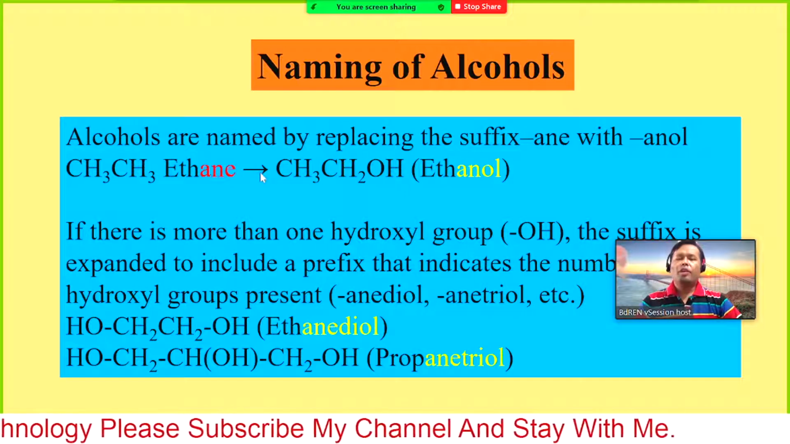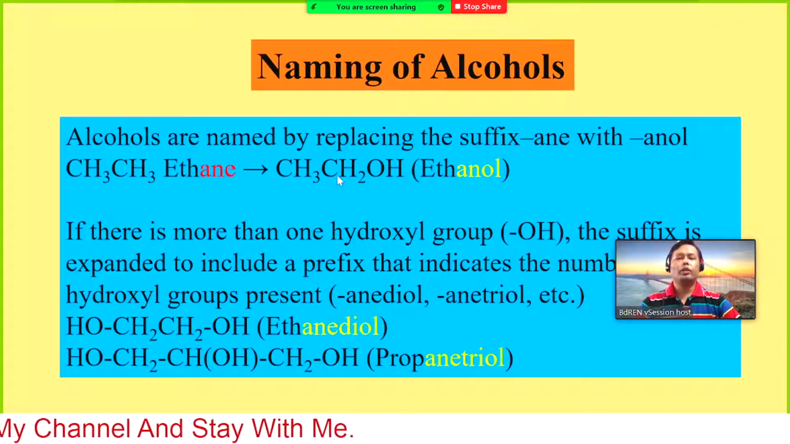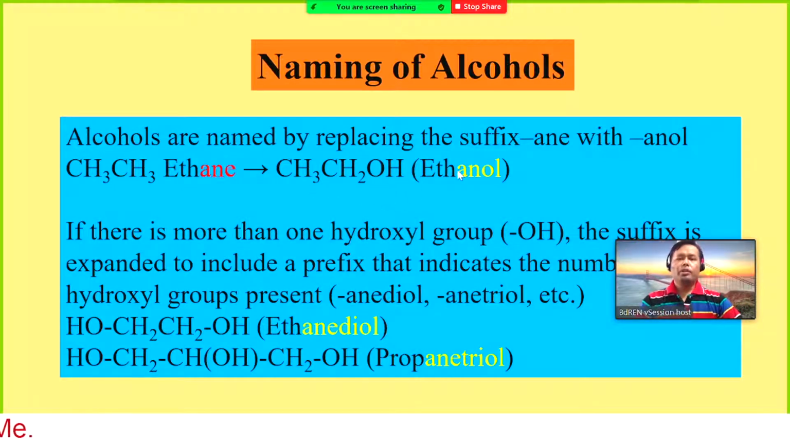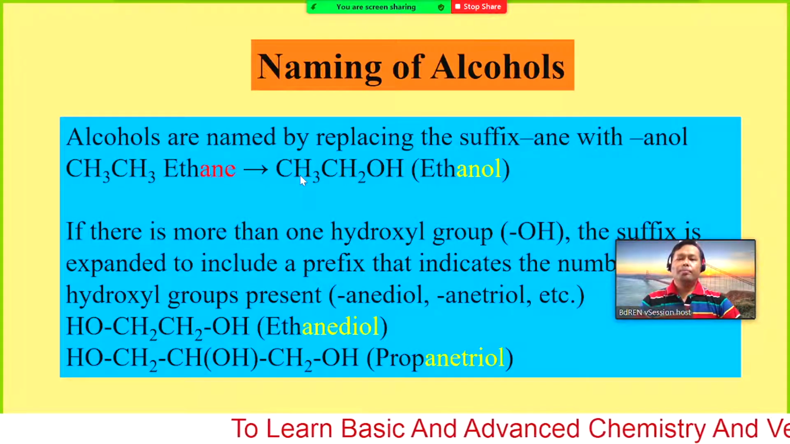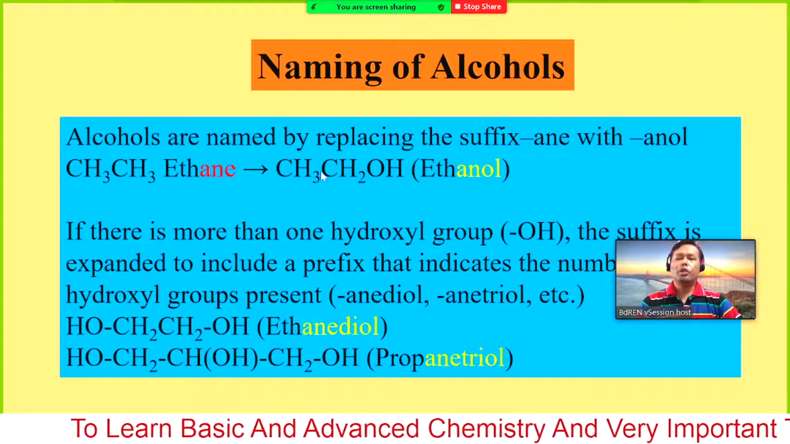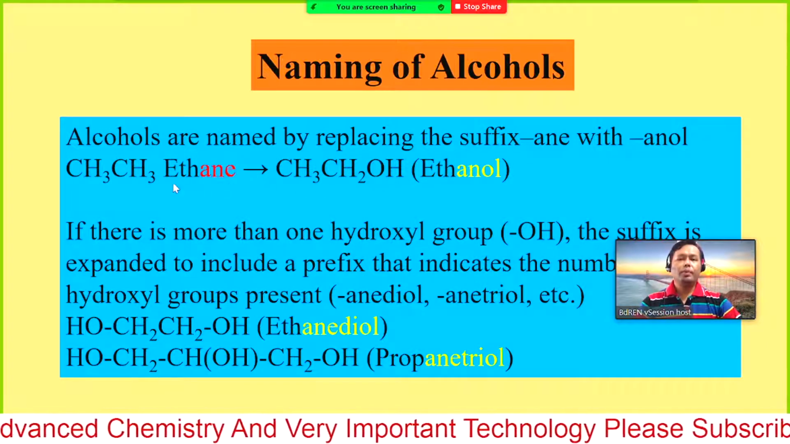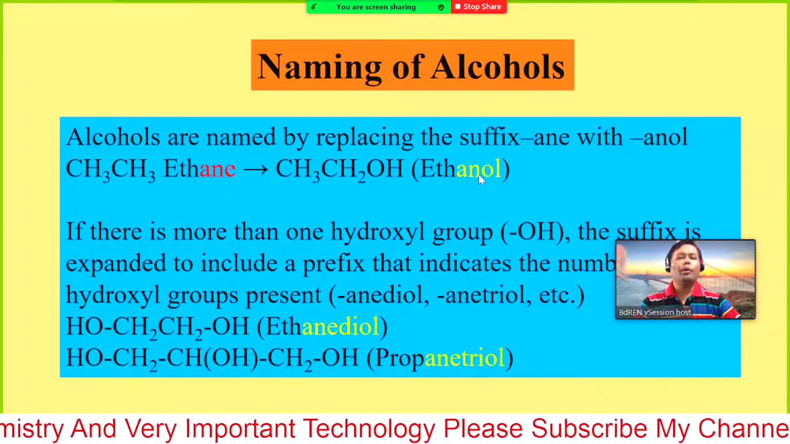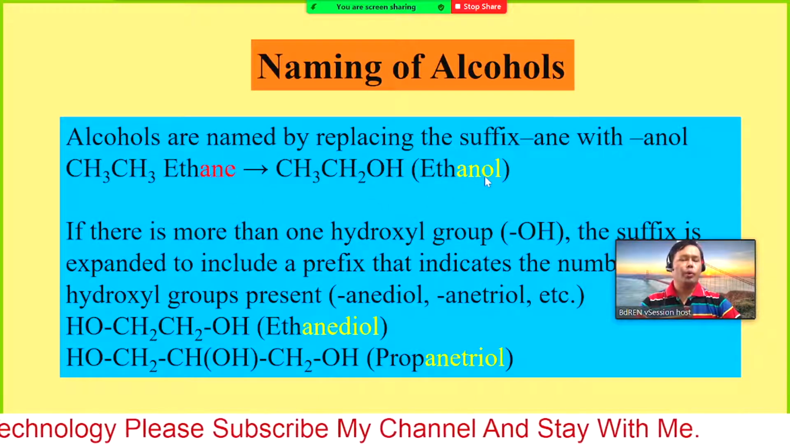So this is our alcohol containing 2 carbon atoms in the alcohol molecule. So we are naming, just we will replace the ane with anol. So what are we going to get? CH3CH2OH, which is the 2-carbon alcohol, that will be renamed from ethane to ethanol. So just we will replace the ane with anol.